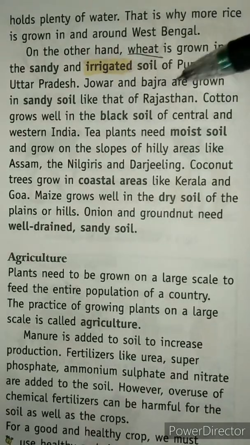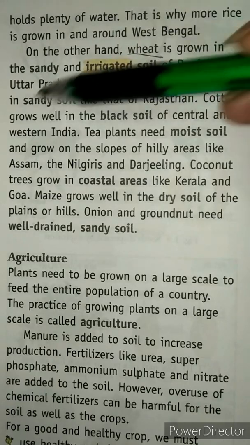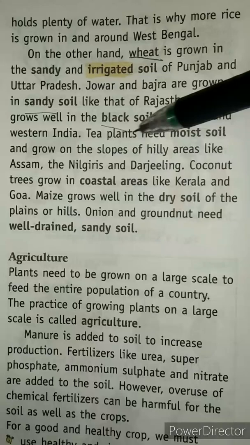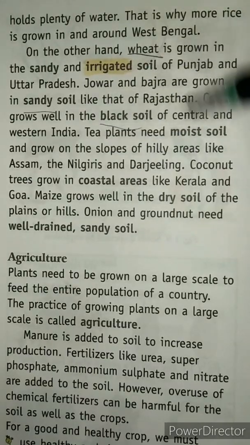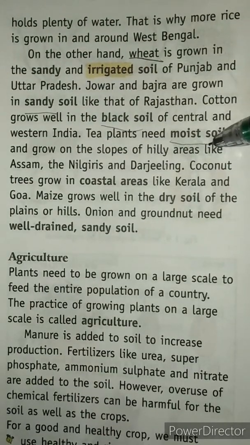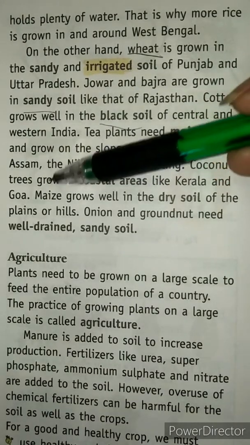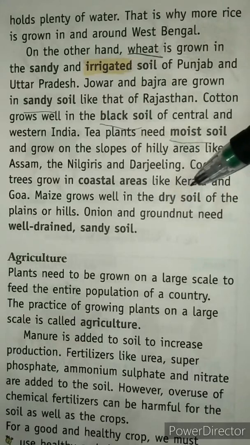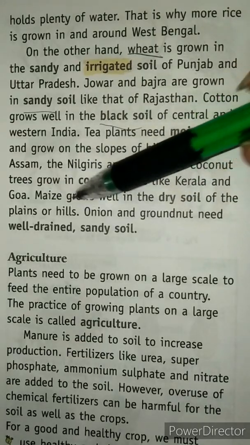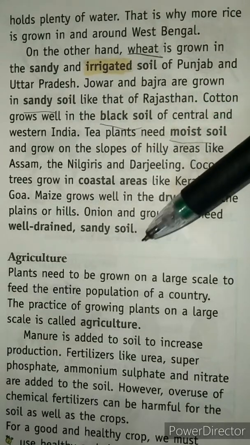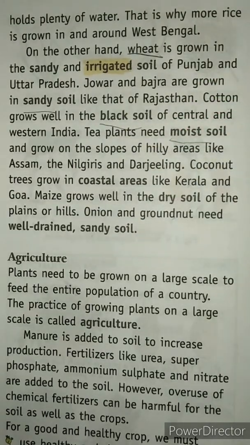And jowar and bajra are commonly grown in sandy soil, right? Cotton is grown in black soil. Tea plants need moist soil. Got it? Coconut trees grow in coastal areas like Kerala and Goa. Maize grows well in the dry soil of the plains or hills, and onion and groundnut need well drained sunny soil. Got it? And the next one we have is agriculture.